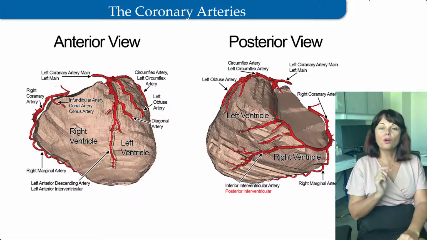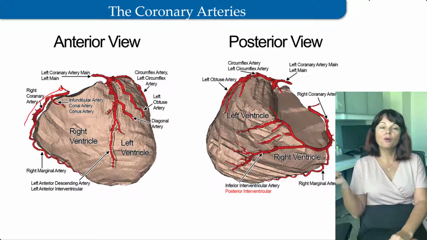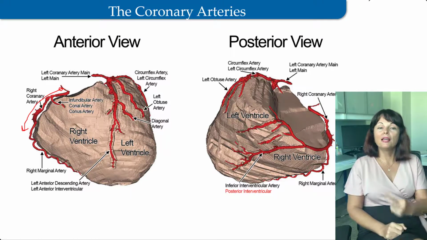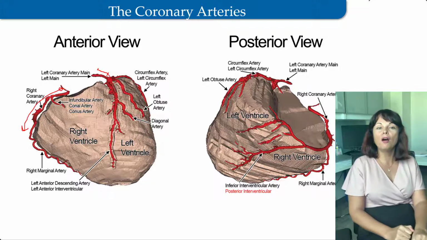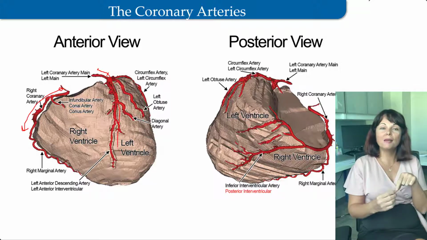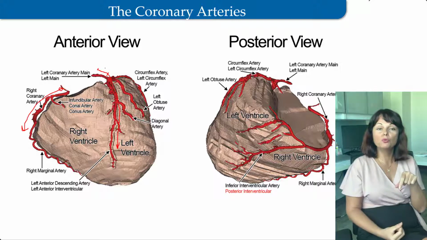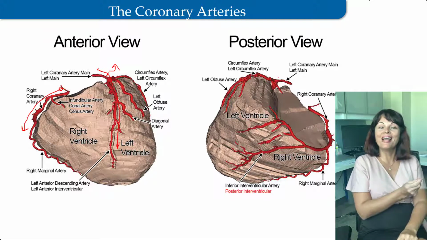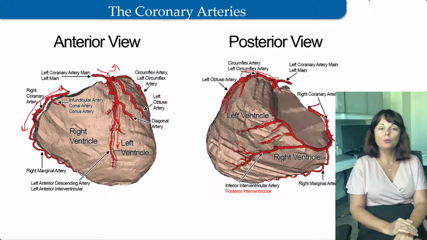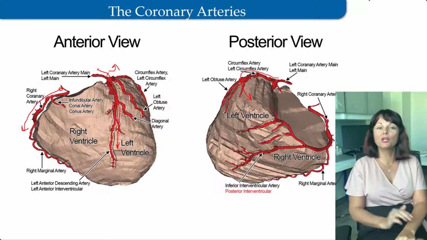Thus, the right coronary artery runs to the right in the coronary sulcus, and the left coronary artery has a very short trunk that branches into two, the anterior interventricular artery, which occupies the anterior interventricular groove, and the circumflex artery, which runs left in the coronary groove to meet the right coronary artery on the posterior surface of the heart.